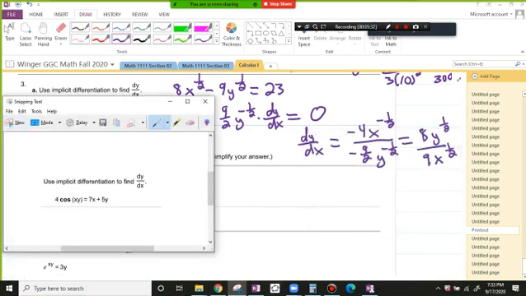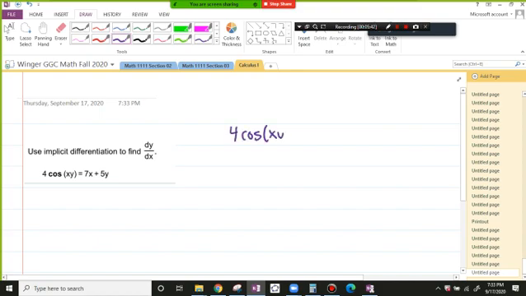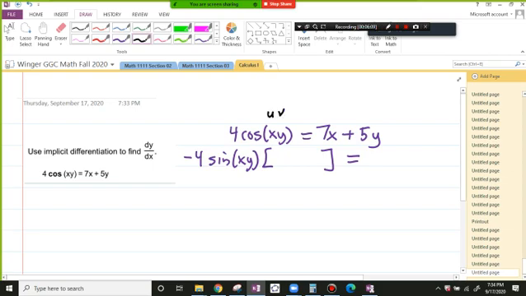We might have enough space for this, but I'm going to assume that we don't have it. 4 cosine xy equals 7x plus 5y. Again, the first step is take the derivative on both sides. The derivative of 4 cosine xy is negative 4 sine of xy times the derivative of xy, and that requires the product rule. I need u prime v plus v prime u, and so this is going to be equal to 1, the derivative of x is 1, times y, plus dy/dx times x.